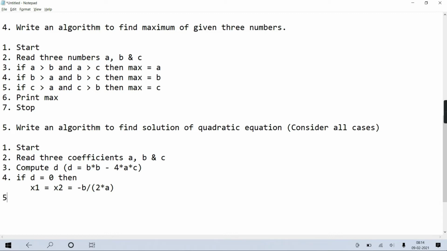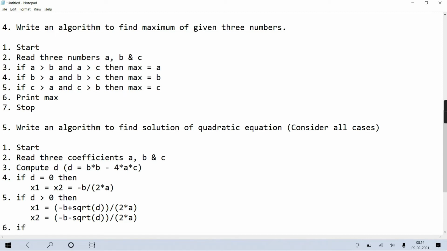Now, if d is greater than 0, then x1 is minus b plus square root of d upon 2a. I hope you're understanding. Any point, doubt, please ask me. And second will be minus b minus square root of d upon 2a.